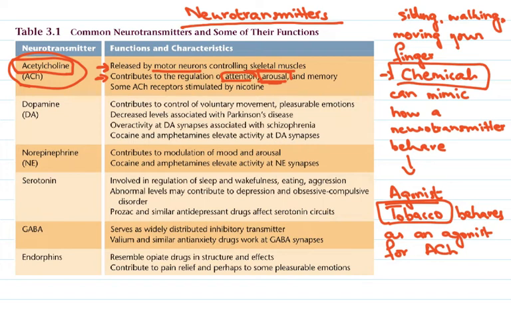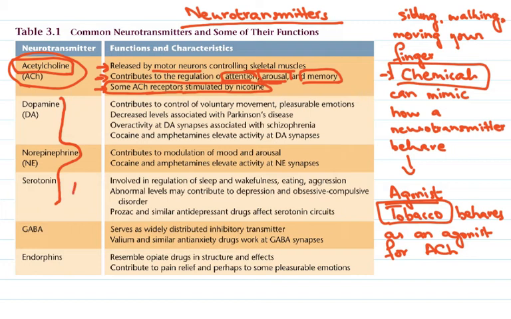Now, acetylcholine does all of this and it also contributes in some way to memory, right? And again, we have the same point here that some acetylcholine receptors are stimulated by nicotine. All right. So the second neurotransmitters that we have, three of these, basically dopamine, norepinephrine, and serotonin, fall within the same kind of group.